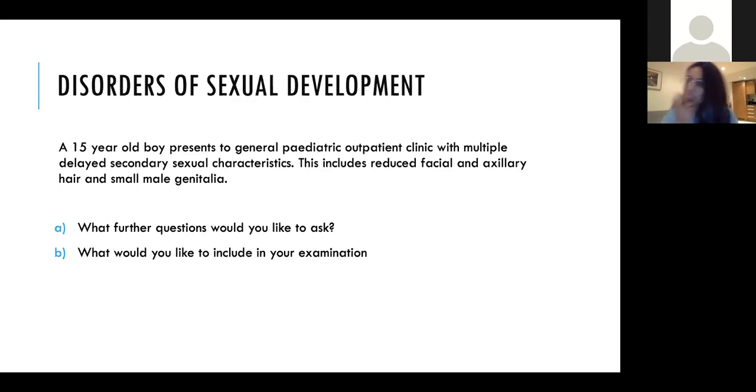So in terms of the history of presenting complaint, what else do you want to ask? So the GP's given you some information. He said there are some delayed secondary sexual characteristics. So you've got the boy in front of you now, and he has a parent with him as well. So what would you like to ask in terms of pubertal development? What else do you want to ask about? Yeah, timeline, yep, and growth spurt. Has there been a recent growth spurt? Yeah, everything we talked about earlier.